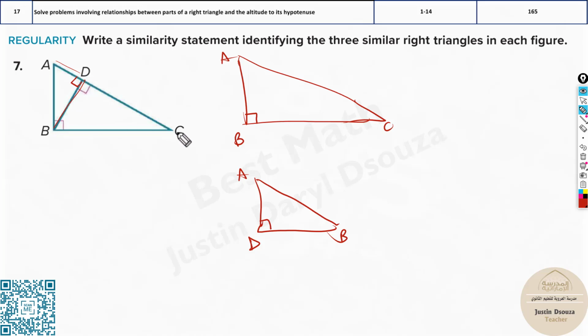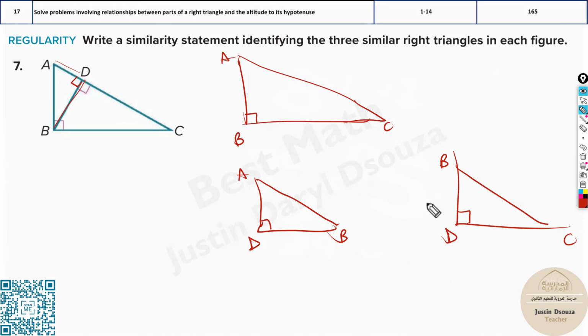And then which is the one more triangle? This one over here. D is having 90 degrees, so D is over here. But which is the longer side? Is it BD, DB, or DC? It's DC. And then this one is B. So now, are they all similar? Yes, they will be similar.